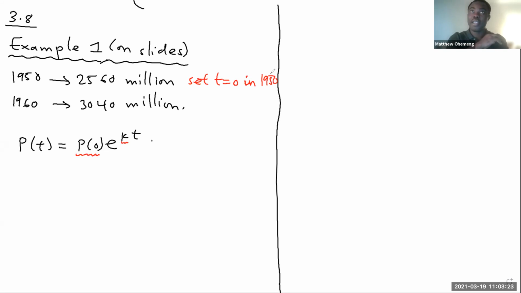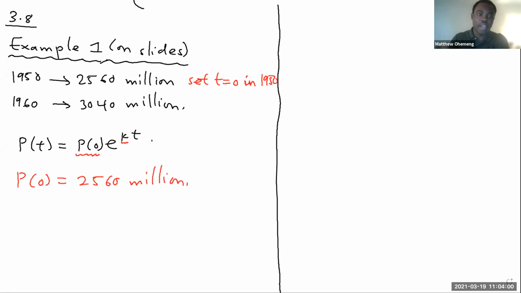That's the earliest time that we're given, in 1950, right? So we set that earliest time to be equal to 0. At that time, we have t equal to 0. So if you are told that in 1950 it is 2560 million, then your P of 0 is equal to what? It's just simply 2560 million.